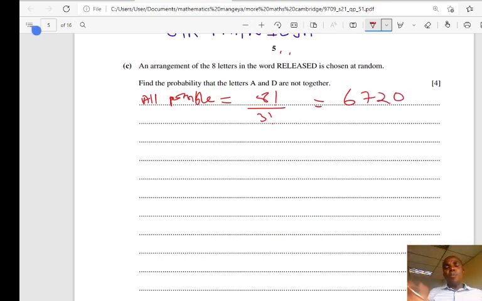These are all the possible outcomes, right? Given that there is no restriction. Now, given that A and D are together, we put them together like this. Then after that, we find the number of ways of arranging the remaining letters. So E, R here, then we have E, we have L, we have another E, we have S, we have another E. 1, 2, 3, 4, 5, 6, 7, 8. There must be 8 in total.